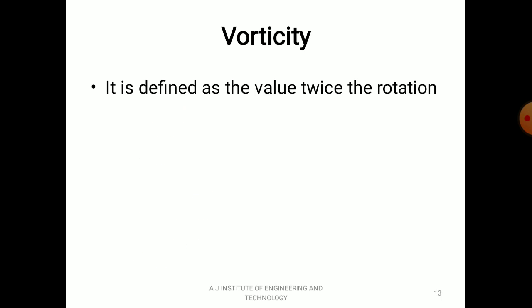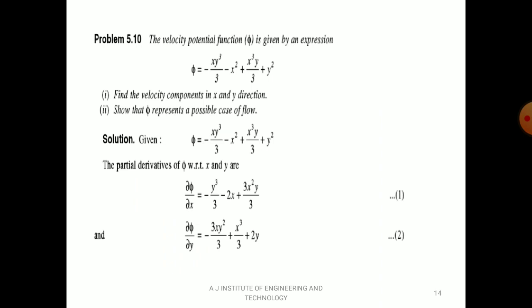Now what is it? Last definition in the second module. Vorticity is defined as the value twice the rotation, that is it is equal to 2 into Wx, or that is equal to 2 into Wy, or that is equal to 2 into Wz, which is actually equal to 2 times the rotational component. Now let us go for solving the problem.